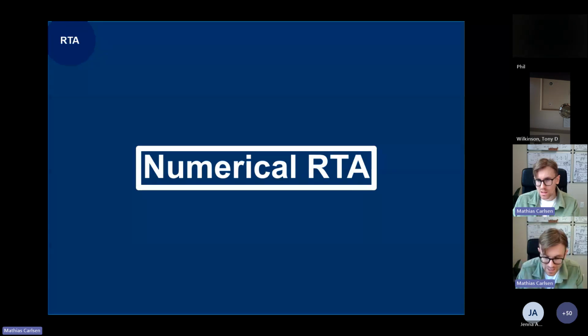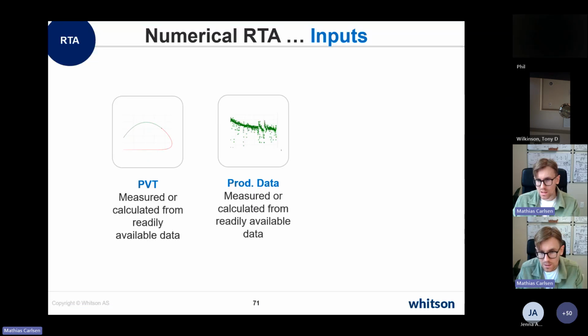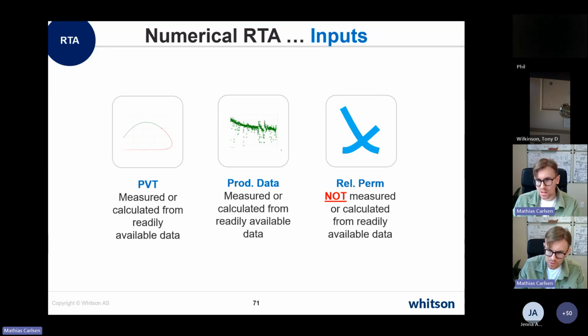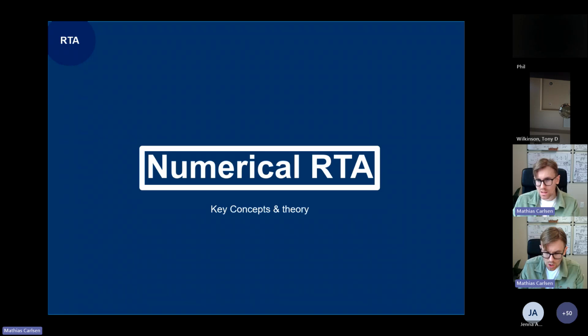We mentioned already that the inputs are PVT, production data, and rel-perms. Rel-perms is something that we're going to change for a few of the cases that we work on. Typically, I see that a lot of people are successful using a very similar rel-perm set for a lot of wells in the same area, so that's important. But a little bit more deep dive on numerical RTA.